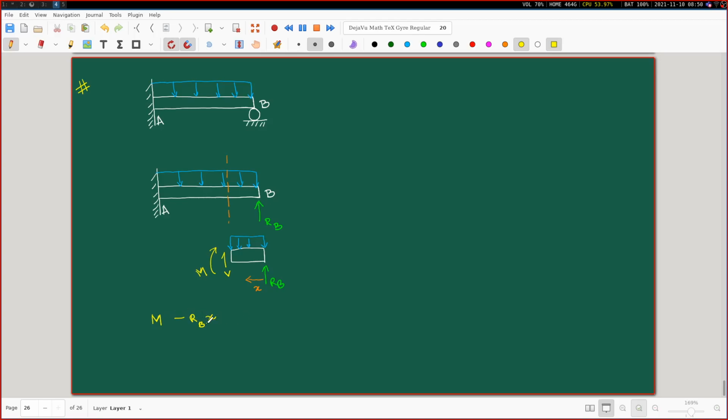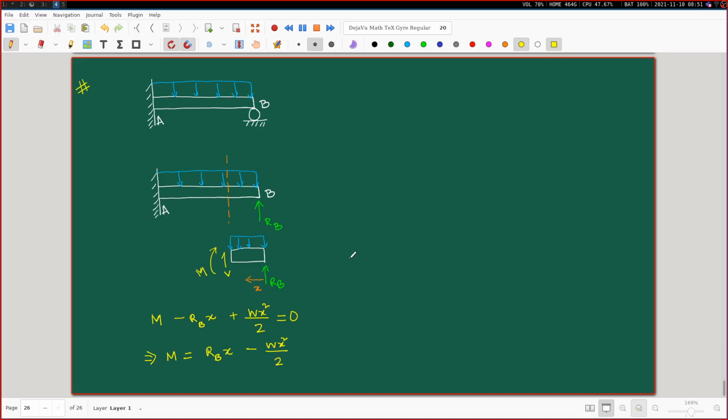Oh, okay. No, just tell me the moment balance equation. So sigma M equal to 0, that one you tell me. M minus RBX, then? Plus WX square by 2, that is equal to 0. So this gives us M is equal to RBX minus WX square by 2.